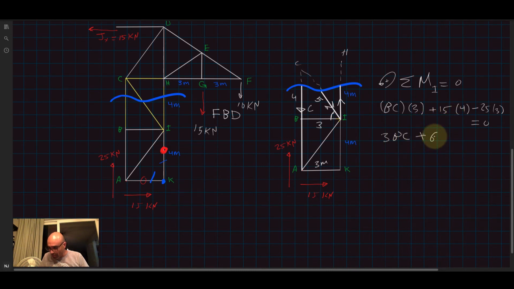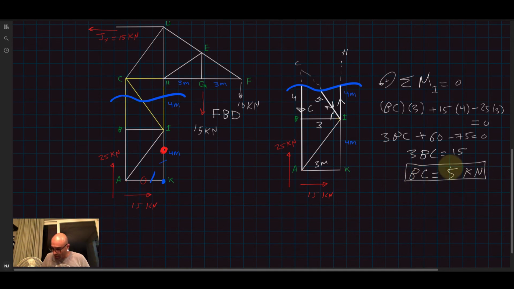So this would be 3BC plus 60 minus 75 is equal to 0. 60 minus 75 is minus 15. Take it to the other side, becomes plus 15. So 3BC is equal to 15. Then BC force member is equal to 15 over 3, and that is 5 kilonewton. And it became positive, so our assumption of it being compression is correct. So I'm going to write next to it, compression.